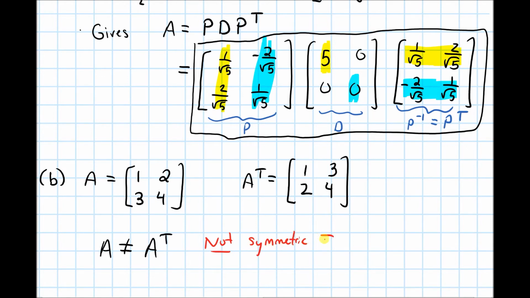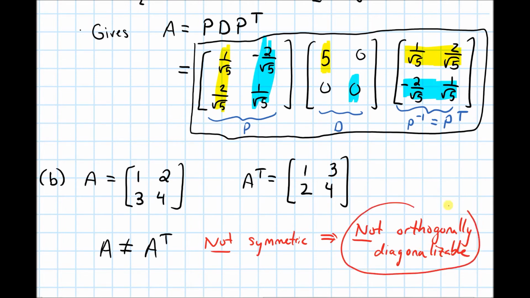And because it's not symmetric, that means it's not going to be orthogonally diagonalizable. So we actually get to stop there. So that's one of the things that makes checking for orthogonal diagonalizability nice. If our matrix is not symmetric, it's definitely not orthogonally diagonalizable.